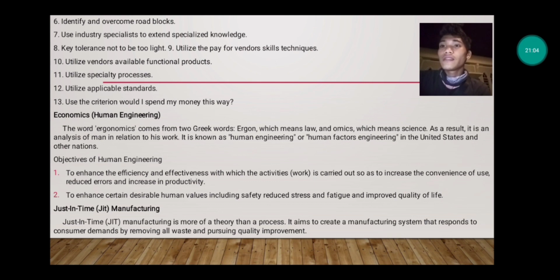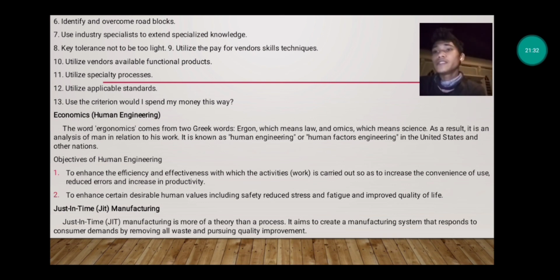Eighth, key tolerance to light. Ninth, utilize the vendors' skills and techniques. Tenth, utilize the vendors' ability and functional product. Utilize efficient products, utilize applicable standards, and use the question, would I spend my money this way?